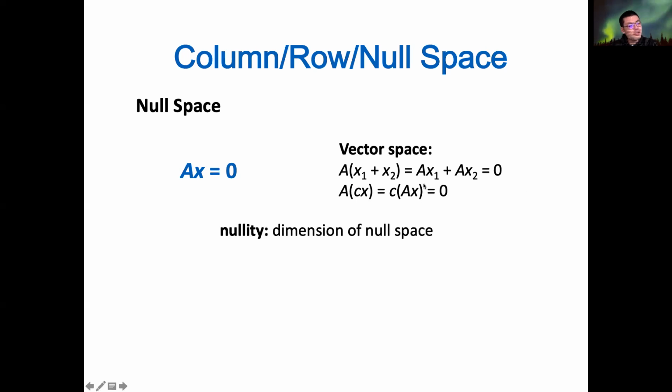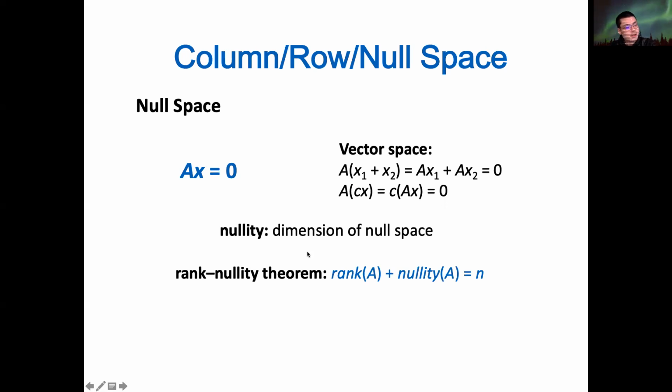So now those x1, x2, even x1 plus x2, are inside some space, a subspace. And this is a valid subspace, a vector space. But how many dimensions is this space? This dimension is called the nullity, the dimension of the null space. All those x that satisfy this requirement constitute a space, and the dimension of that space is called the nullity.